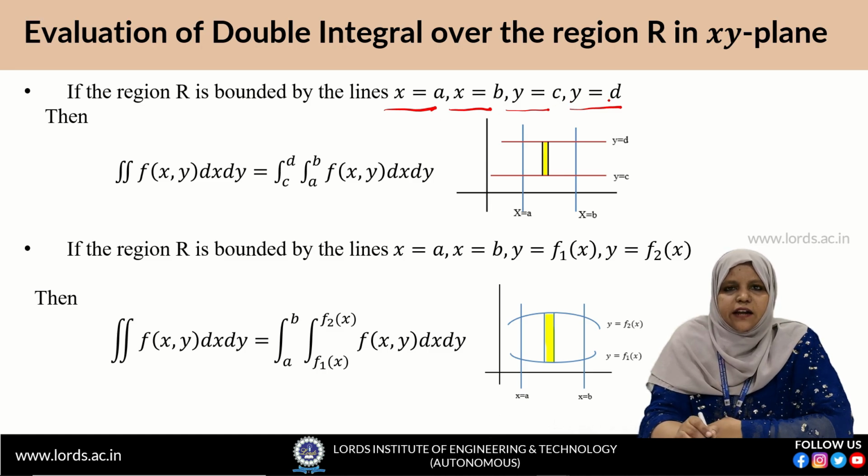As we know, these are nothing but the lines parallel to the x-axis and y-axis. X is equal to A is a line parallel to the y-axis. X is equal to B, a line parallel to the y-axis.